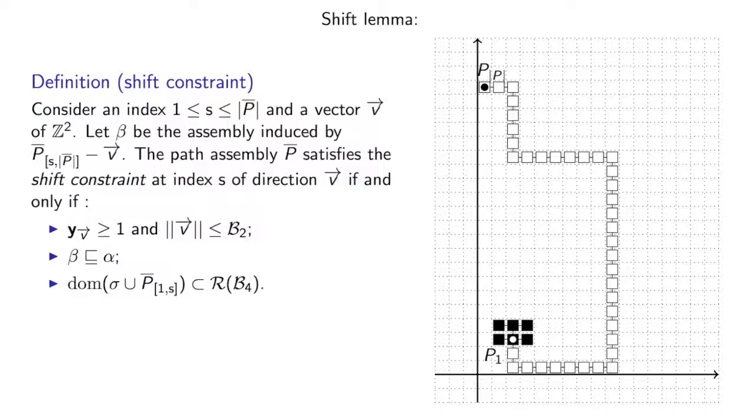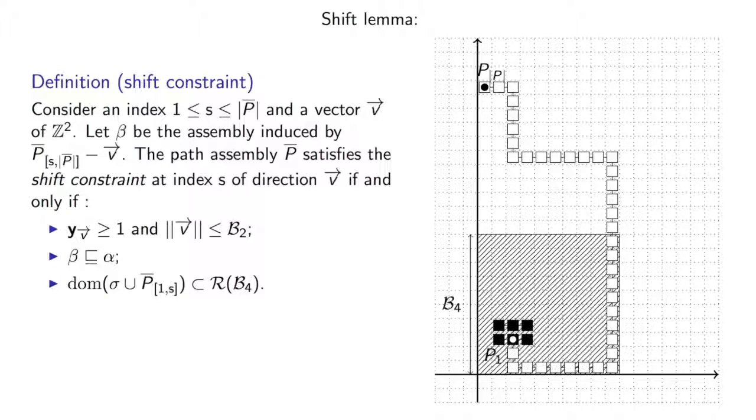We introduce now the third macroscopic lemma called the shift lemma. The hypotheses of the shift constraint are longer than the other constraints. First, consider the square of width B4. This square is called the shift zone. Then consider an index S such that the seed and the segment from 1 to S of P belong to the square of width B4. Now consider a vector V whose norm is bounded by B2 and such that this vector is directed to the north.